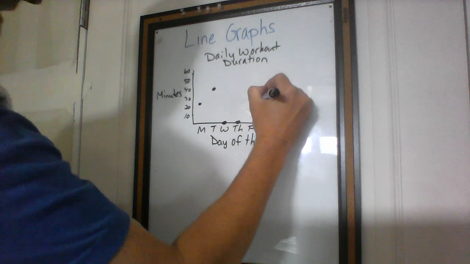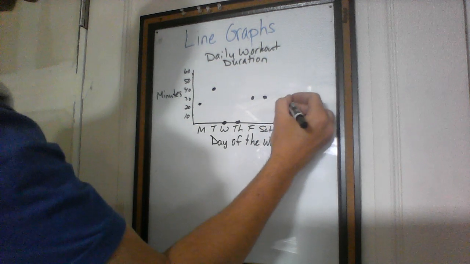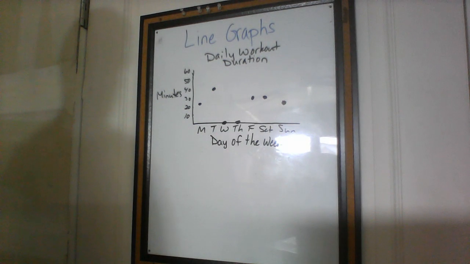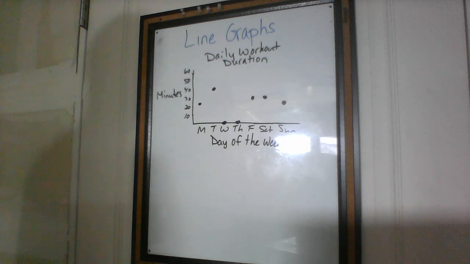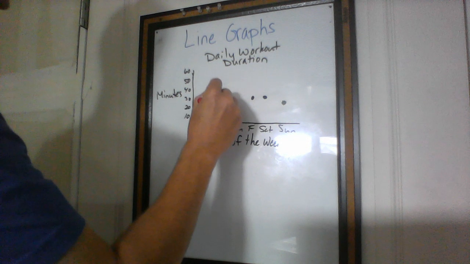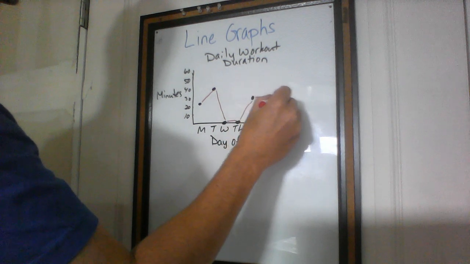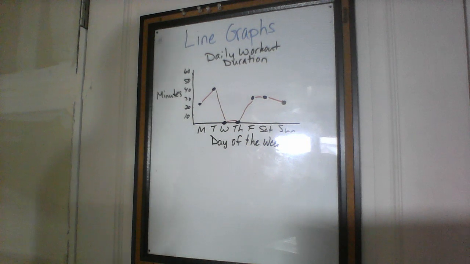I did the same on Saturday, about 30 minutes. Sunday dropped down a little bit. We had some stuff going on, so I got about 25 minutes or so for my workout. Okay, so there's my data. I have it graphed, and then from there, we are going to make our line graph. And that's what my line graph looks like for the week.